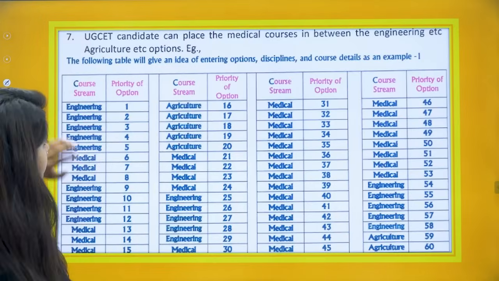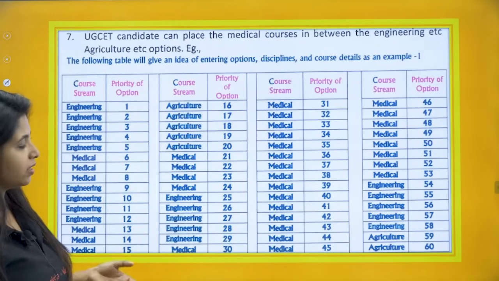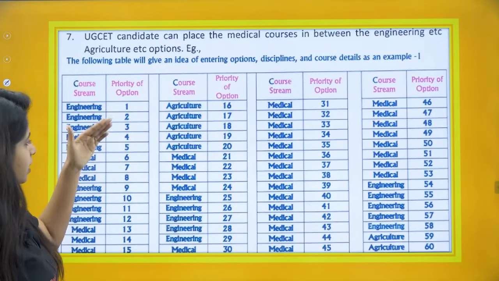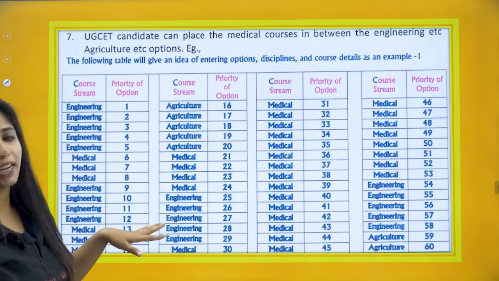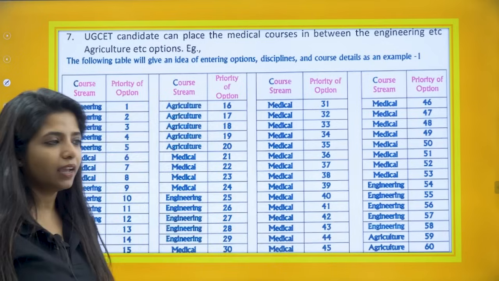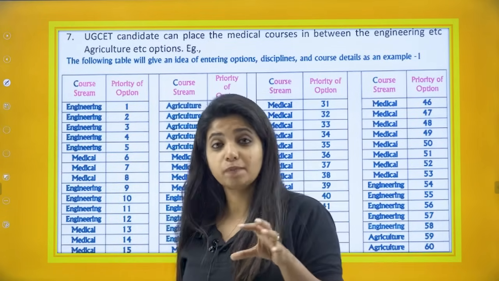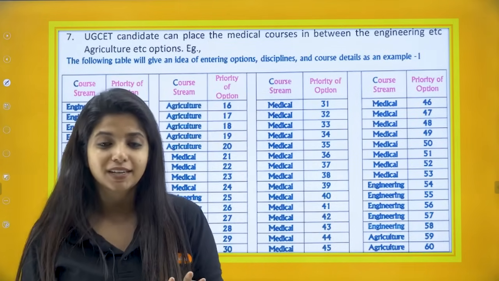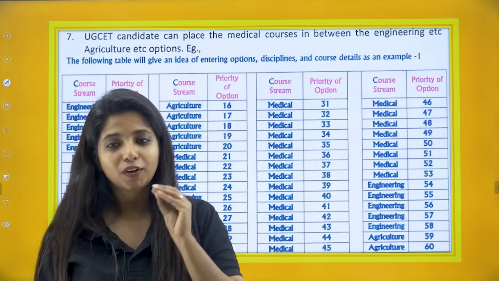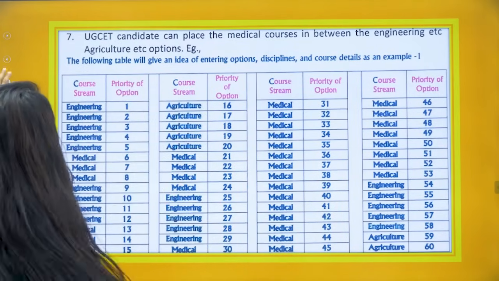Then there is a list where the child is confused whether engineering or medical or agriculture. In that case, 1, 2, 3, 4, 5 is engineering, then medical, then again engineering. Well, it's okay to have a list like this, but by this point of time, you should know what your priority is, and you should be making a realistic list which will be beneficial for your future. So please do not do this. I was just showing you examples.